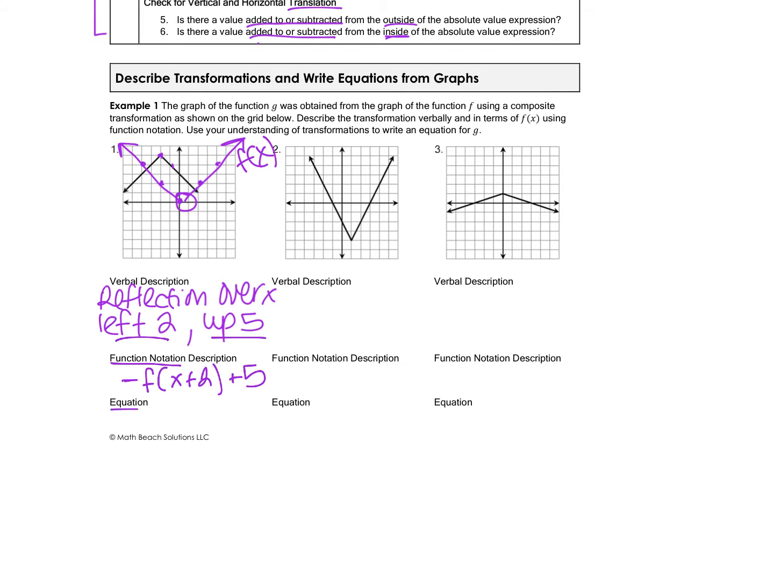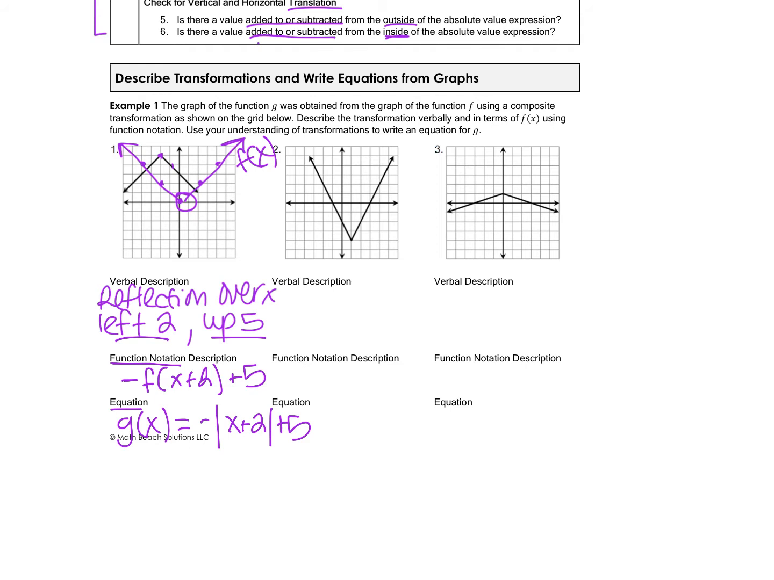Then we're going to come up with the actual equation. I'm going to call it g. We have a negative on the outside. We have absolute value bars. We're adding 2 on the inside because it's going to the left. And then you're adding 5 on the outside because it's going up. So there's your equation for that particular graph. If it helps you to draw out your parent function, you're welcome to do that.